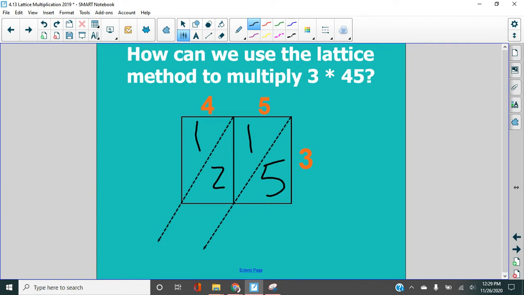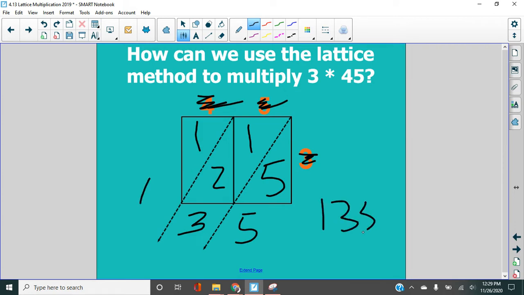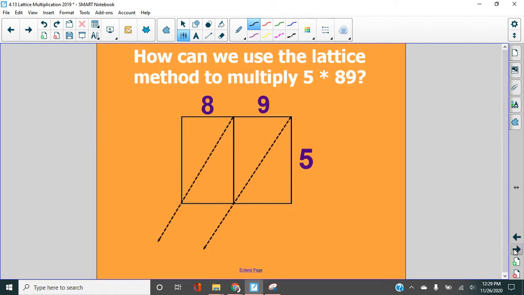And now we are going to add the numbers in a slanty way. So we don't need this, and we don't need this, and we don't need this. So we're going to add, you can turn your head a little sideways if you want, right? 5 plus nothing equals 5. Then here we have 1 plus 2, which equals 3. And over here, 1 plus nothing equals 1. And that is our answer, 135. Okay, let's do another one.